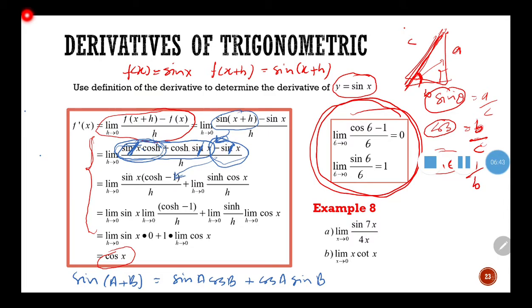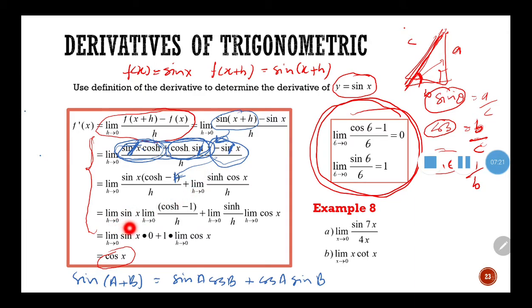So I factor out sin x. I have (cos h minus 1) over h, and I leave this term alone, plus sin h over h times cos x. Alright, and then from here we're using the law of limits. This is revision from chapter 2. Using the law of limits, we can separate this into a multiplication of two functions.